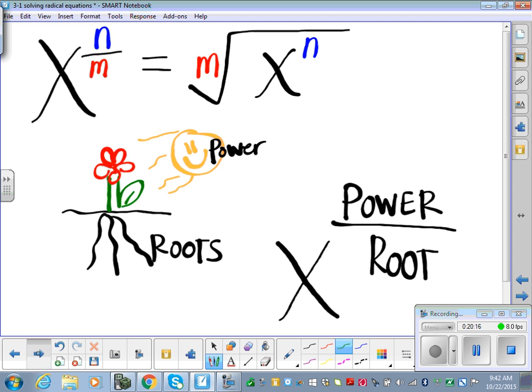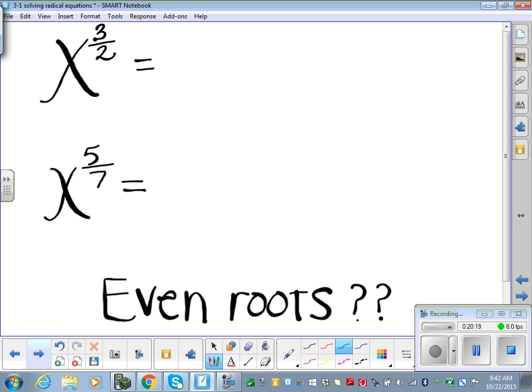Okay, let's practice. Let's rewrite this as a radical. We have x to the 3/2 power. So first of all, what's my root? Roots are on bottom. What's my root on this one? 2. So this is the square root of x to the what power? 3. Now I didn't write 2 because we know that for square roots it goes without being said that there's a 2 there, right? Does everybody see how I rewrote it?